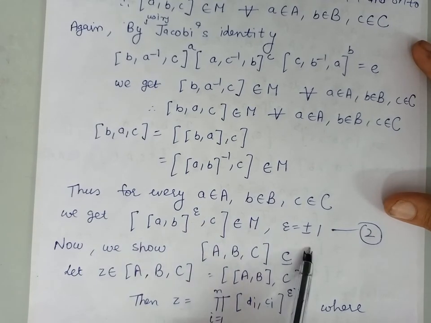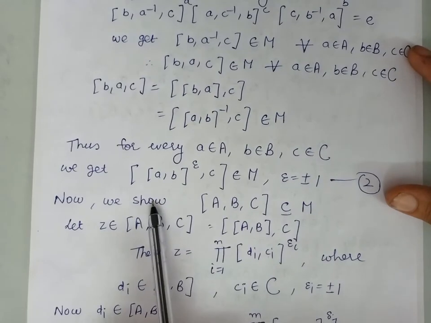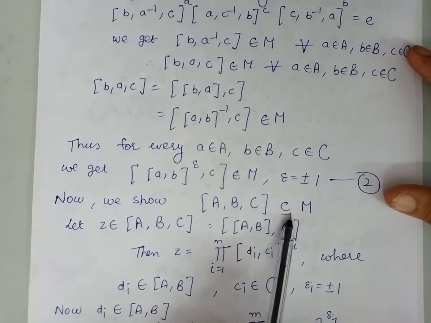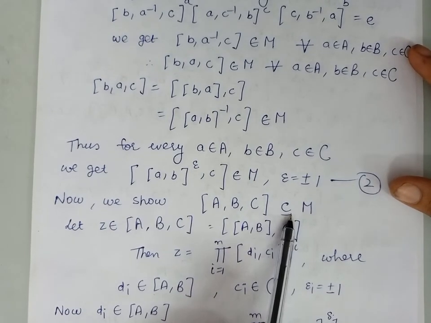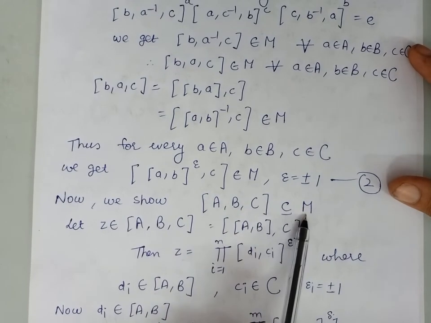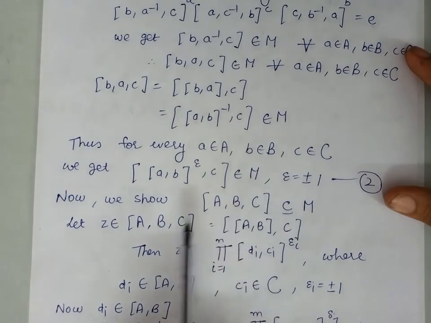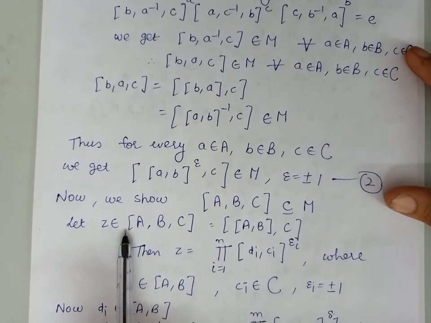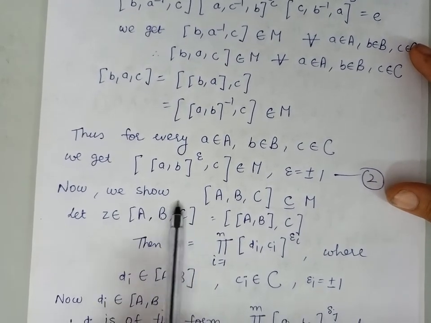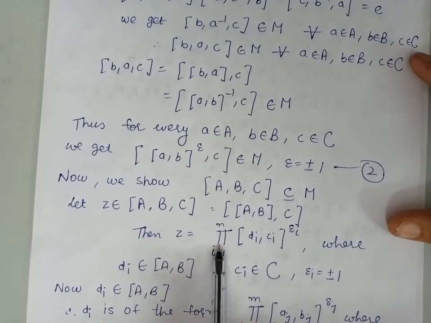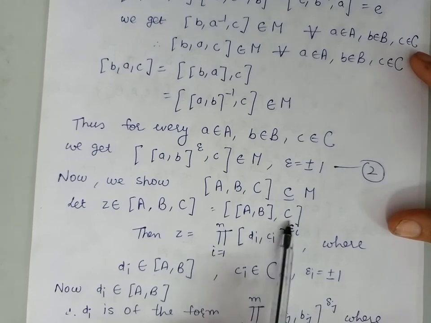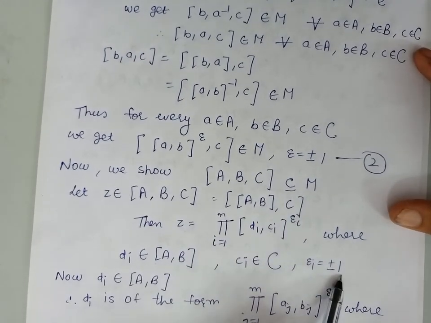Now we turn towards the main result. We are to prove that the commutator formed by the three subgroups A, B, and C is contained in M. So let us take an arbitrary element from this subgroup. We are to prove that that element belongs to M. So let Z be an element belonging to the commutator of A, B, and C. By definition of commutator subgroup, Z can be written as a finite product of commutators where the commutators are of this form. Here these epsilon i are either +1 or -1.